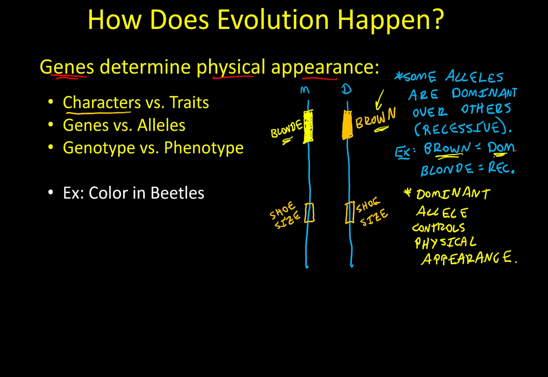But you know blondes exist. People have blonde hair. The only way that a recessive allele and the trait that it codes for can show up in a person is if you have two copies of that recessive allele. So you can only get the recessive version of a character if you have two copies of the recessive allele.